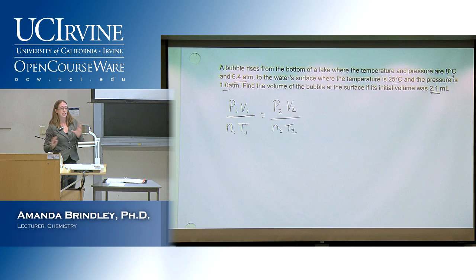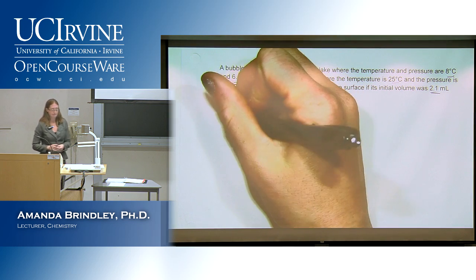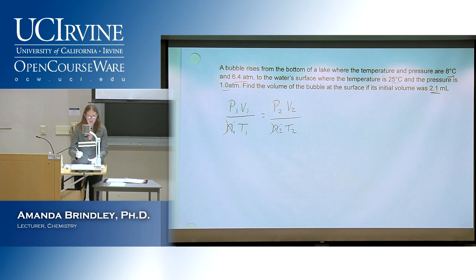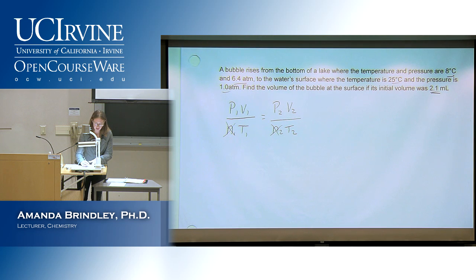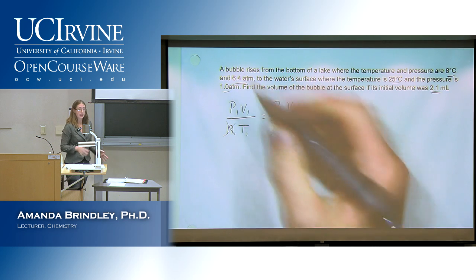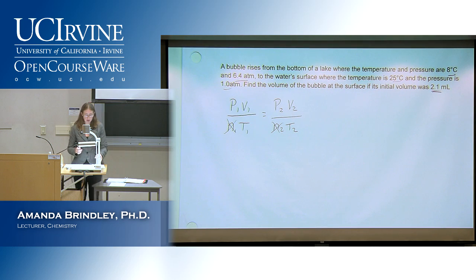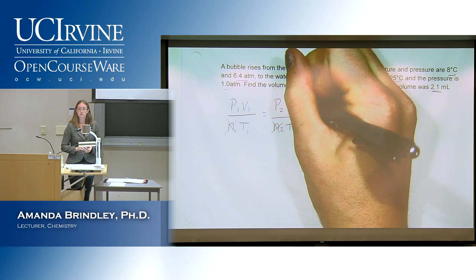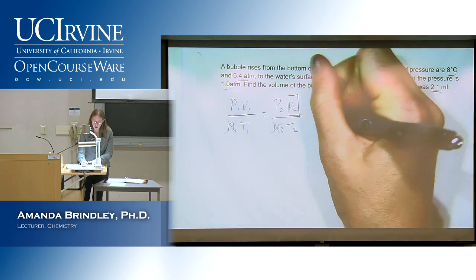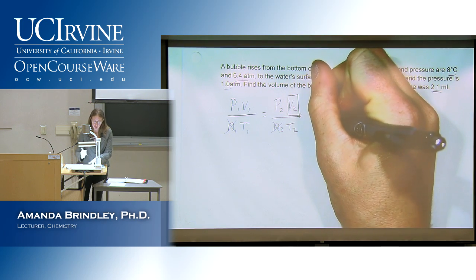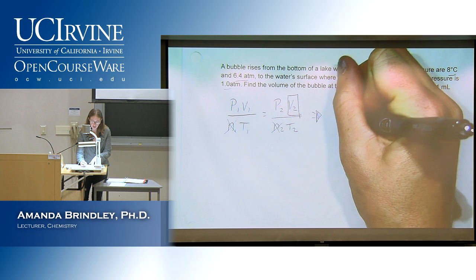Then comes the thinking step. What here isn't changing? The moles. Okay, so that leaves us with P1, V1, and T1, and that's it. And of course P2, V2, and T2. So now we solve for what we're trying to solve for. So what are we trying to solve for? V2. So we're solving for this. So we want to get that on its own.